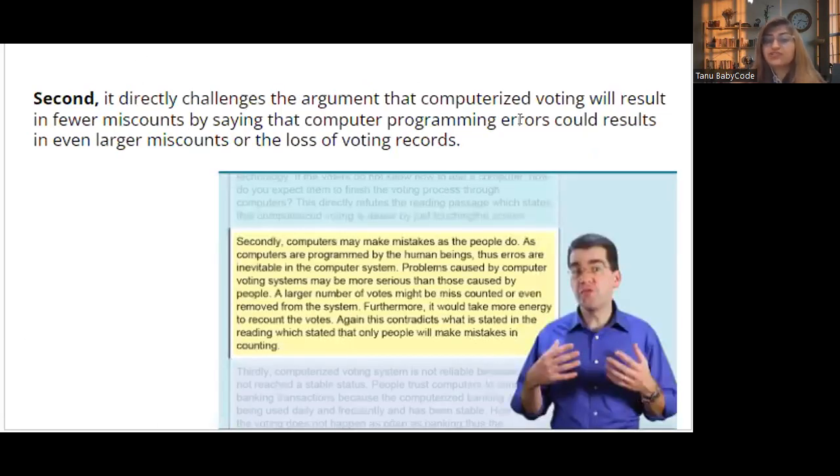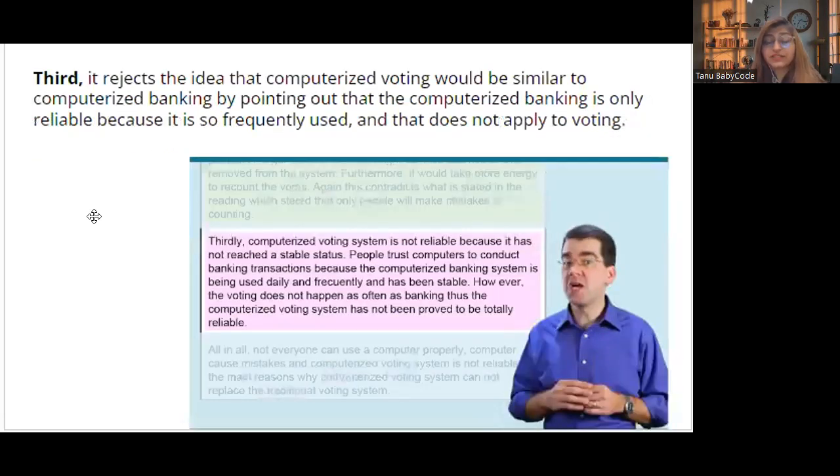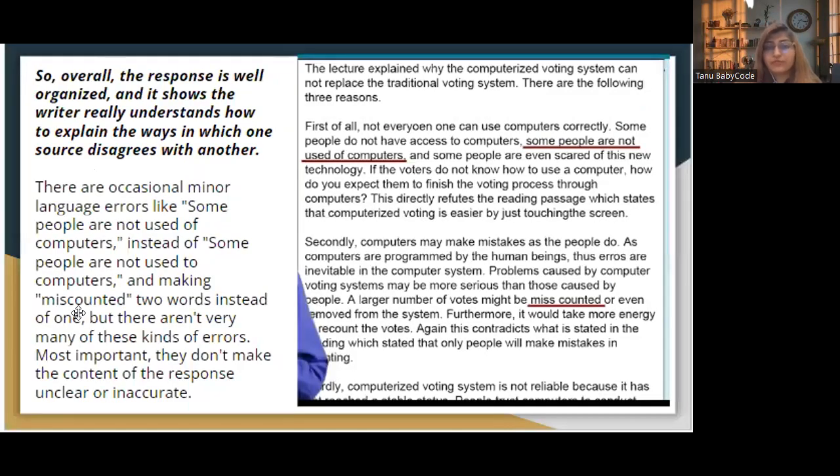Second, it directly challenges the argument that computerized voting will result in fewer miscounts by saying that computer programming errors could result in even larger miscounts or the loss of voting records. Third one, it rejects the idea that computerized voting would be similar to computerized banking by pointing out that computerized banking is only reliable because it is so frequently used, and that does not apply to voting. So you have to relate your information.